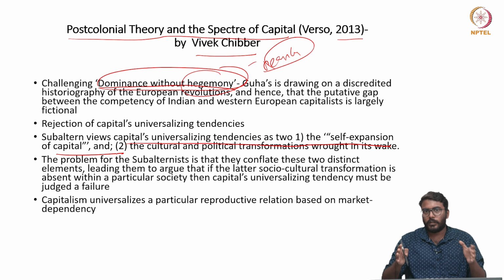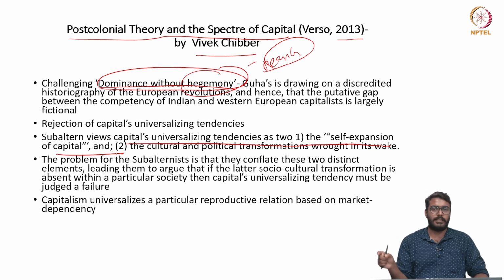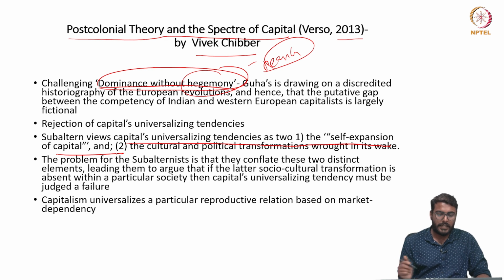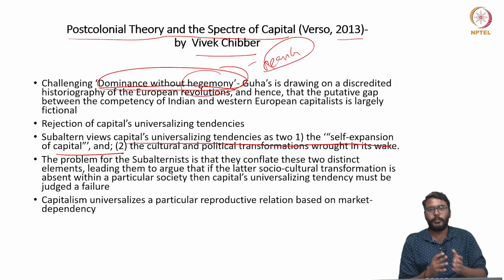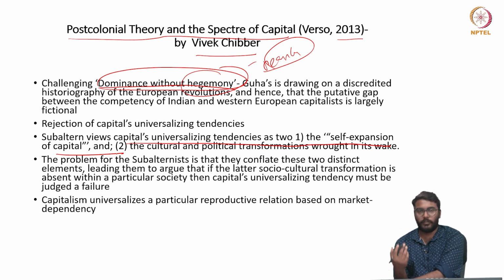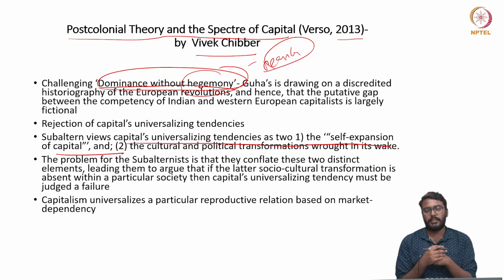That is what Guha called dominance without hegemony, and this happens because of the nature of capitalism in the Indian context itself. So this is the crux of subaltern studies. The idea is that capitalism in India failed to universalize its features. It failed to universalize democracy, it failed to universalize the dominance or the hegemony of the bourgeoisie. So this is the central thesis that subaltern studies presented, which is what is being critiqued by Vivek Chibber.